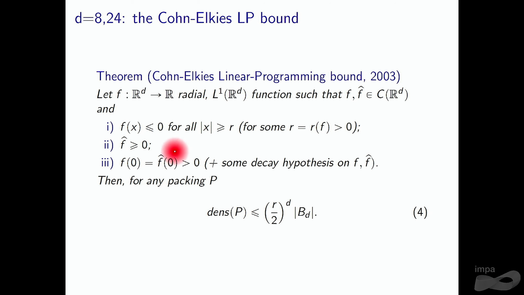Then the result says that for any packing P, the density of your sphere packing is at most this number here, r over 2. This r comes from your function f, raised to the dimension times the volume of the unit ball.